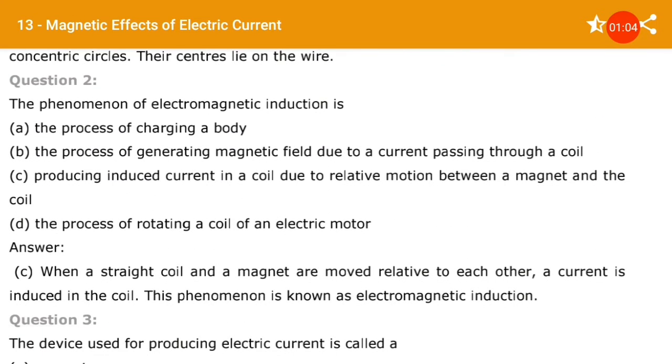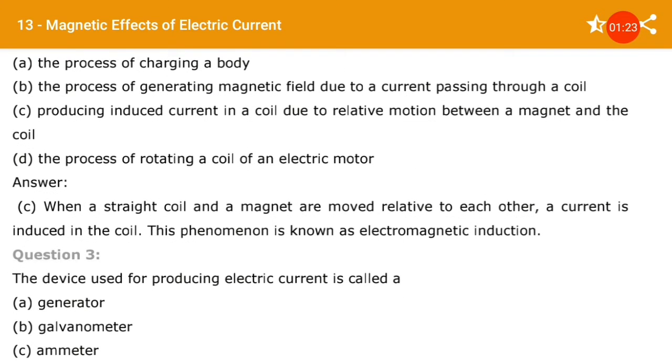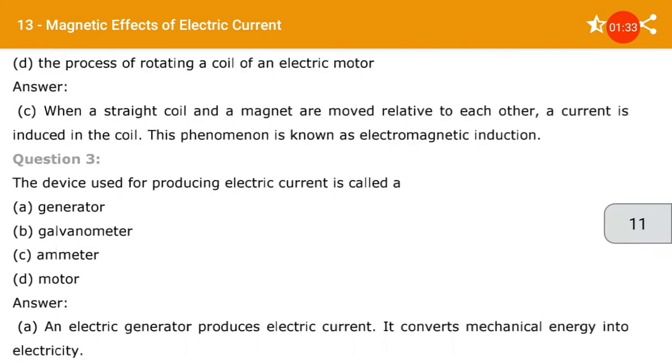The phenomenon of electromagnetic induction is. So here the answer is C. Producing induced current in a coil due to relative motion between a magnet and the coil. When a straight coil and a magnet are moved relatively to each other, a current is induced in the coil, and this phenomenon is known as electromagnetic induction.